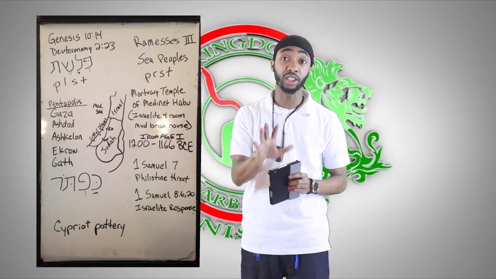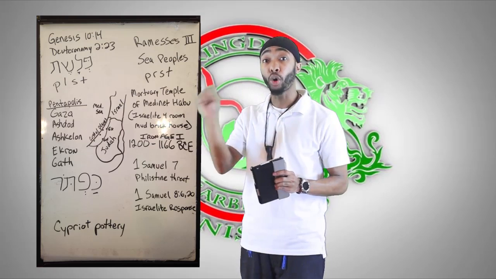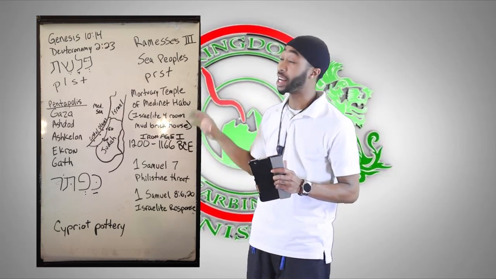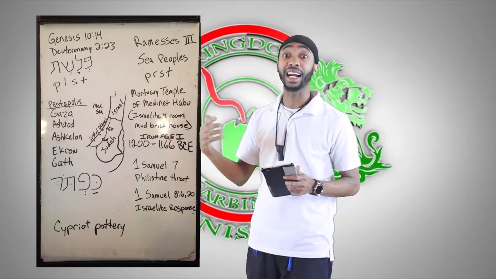Now, this is important because we start to see 5 major cities. It's called the Pentapolis. Penta in Greek means 5, and polis means city. 5 cities that they actually established in that region, the coastal plains, and those 5 being Gaza, which we know today as the Gaza Strip, Ashdod, Ashkelon, Ekron, and Gath.